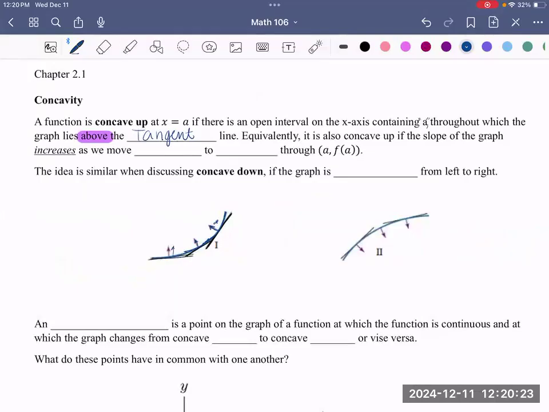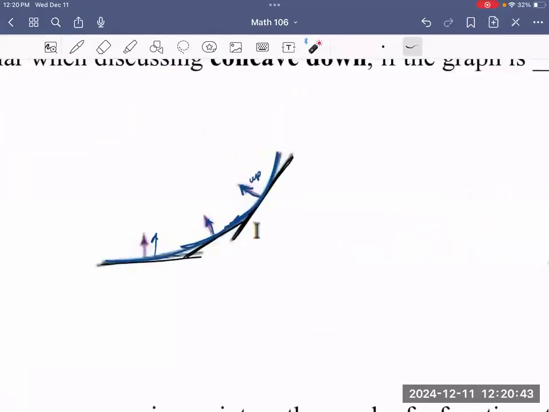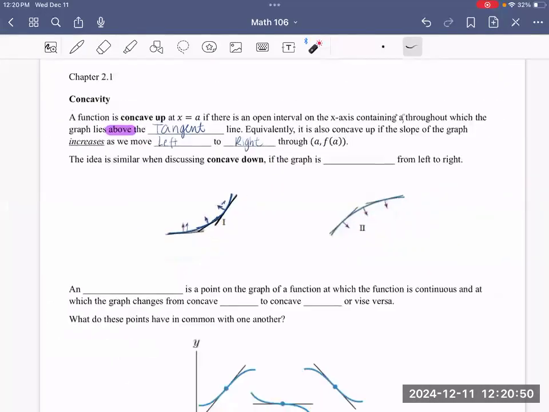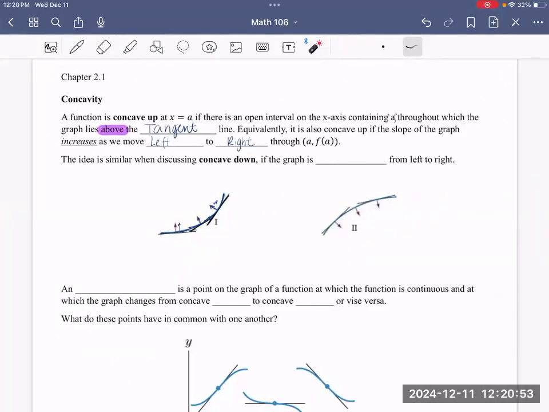Equivalently, it is also concave up if the slope of the graph increases as we move from left to right, and we typically look left to right. So if we're increasing, notice that your tangent line here is a little bit lower and then it's getting bigger and bigger. If we're moving left to right and it's increasing, then we also have a concave up graph.